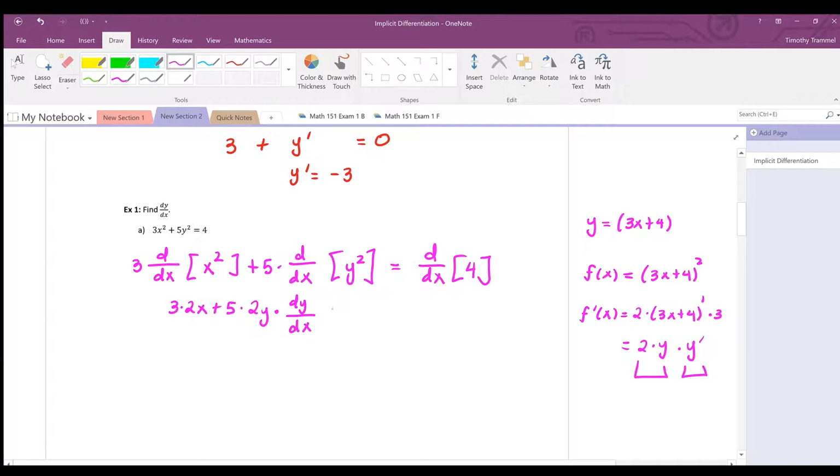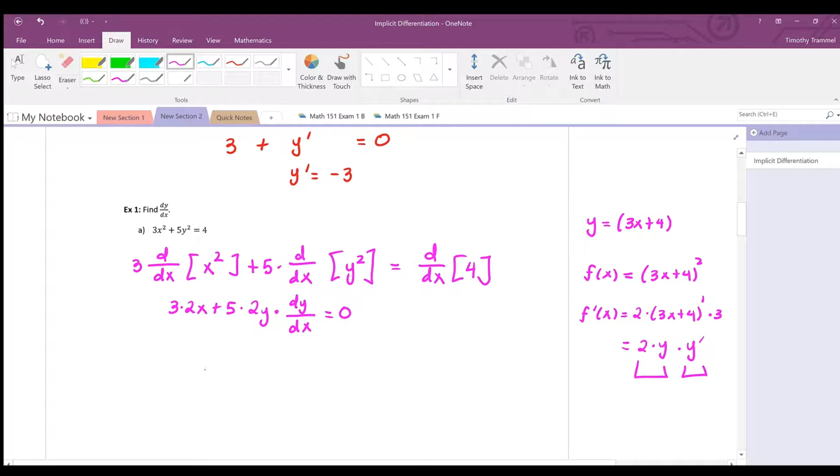Next, we want to differentiate the right-hand side, which is going to be 0. Okay. And now we can work on just solving for dy/dx. That's what we're looking for. What's the derivative of y with respect to x?